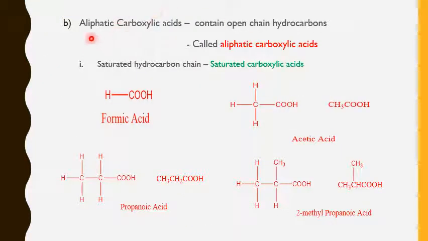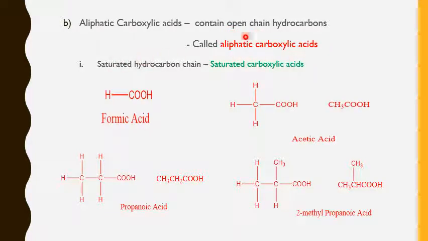And next classification, after aromatic carboxylic acid. Remember, we are in the classification based on the R group, that is the hydrocarbon part. So first one is aromatic, then this is aliphatic carboxylic acid. So what are aliphatic carboxylic acids? They contain open chain hydrocarbons. That means they are not ring structures. Even if they are rings, they are not aromatic. For simplicity, we will take that they are open chain hydrocarbons.